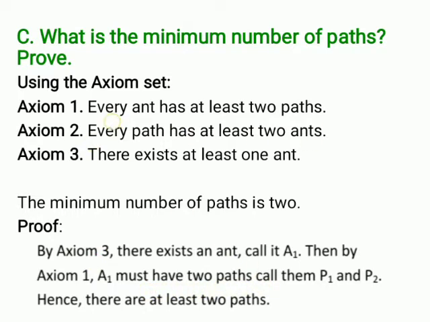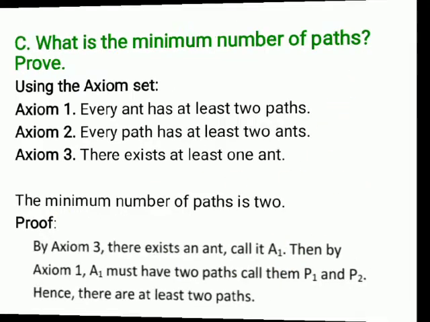Tulad nga nung sabi doon, at least 2 paths. So, they have 2 paths. Call them path sub 1 and path sub 2, or P sub 1 and P sub 2. Hence, there are at least 2 paths. Kasi nga, sabi sa axiom 1, every ant has at least 2 paths. At least, the word at least, hindi bababa sa dalawa. So, that is the minimum path. So, the minimum number of paths is 2.